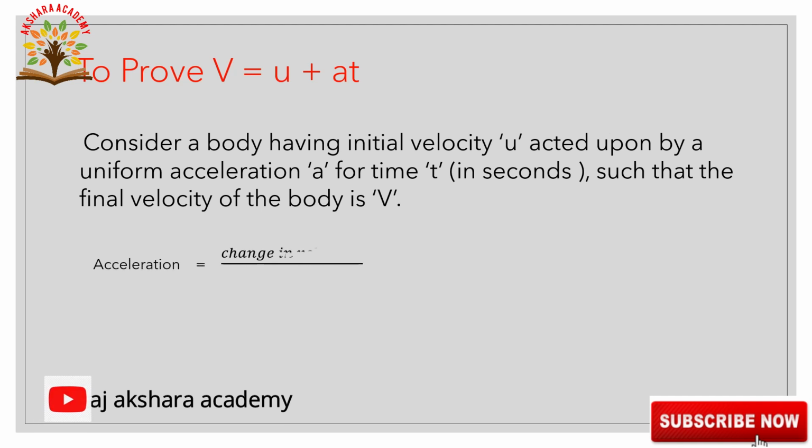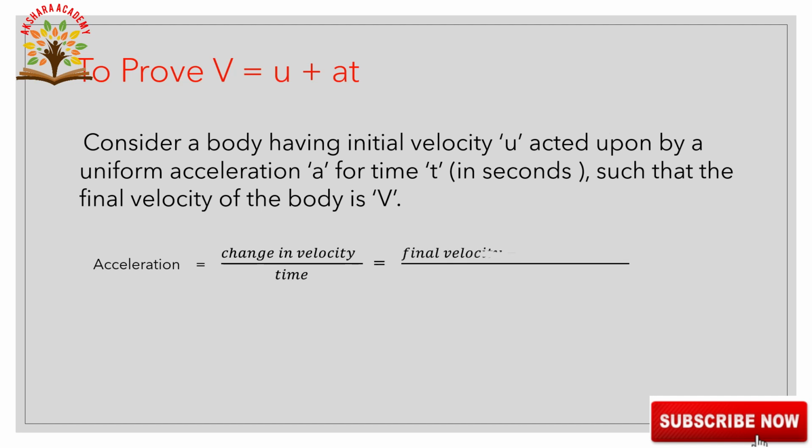Acceleration is equal to change in velocity by time taken, that is, final velocity minus initial velocity by time. So acceleration a is equal to v minus u by t. Taking cross multiplication, v minus u is equal to at. Then v is equal to u plus at. This is the first equation of motion: v is equal to u plus at.